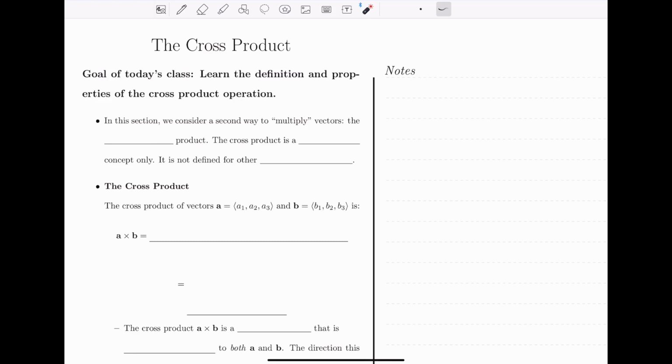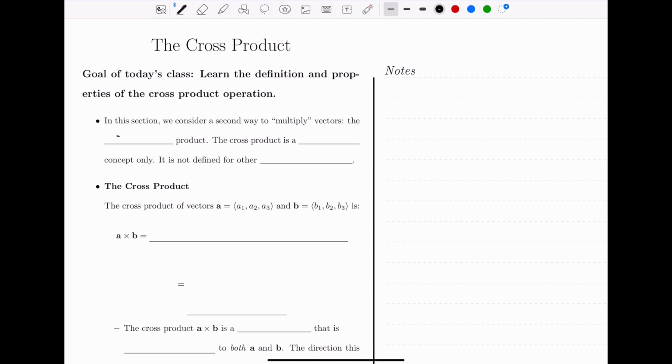In this section, we will learn about the cross product, which is another operation between vectors. It's an interpretation of vector multiplication, the second one that we've seen so far. The first was the dot product. We could take the dot product of any two vectors of the same dimension. That result would be a scalar. The cross product is going to be a little bit different.